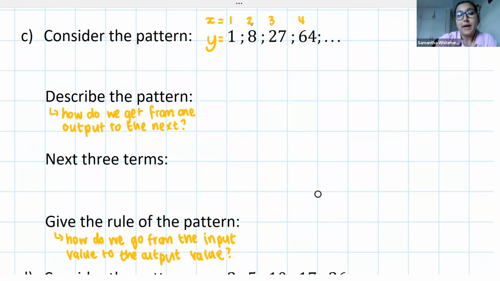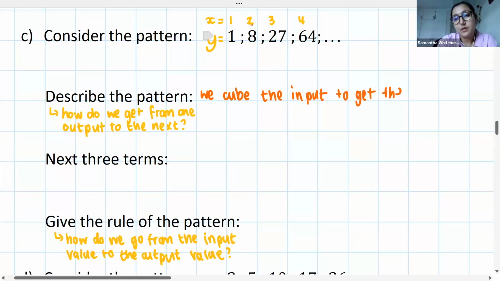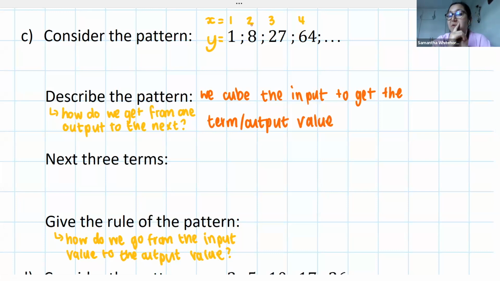So when we go and describe our pattern, I would say that we cube the input number to get the output. Or you can say the term. Okay, so this one is a nonlinear sequence because we're not adding or subtracting the same thing each time. We're now using powers or exponents, and so it is a little bit different. And these are the ones we like to challenge you with. So these are the ones that we put towards the end, and we like to give you a bit of a challenge. But because we know we can think outside the box, it doesn't have to just be adding or subtracting something. We can now hopefully go and answer these questions.